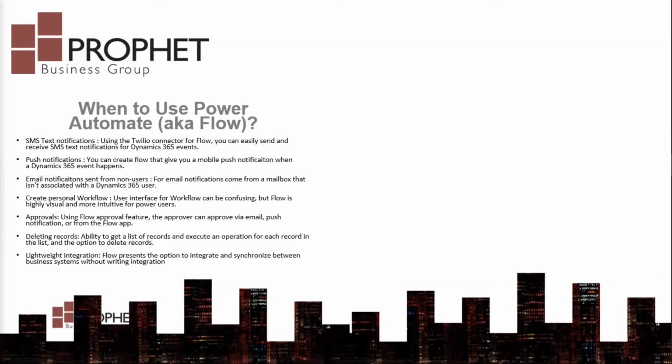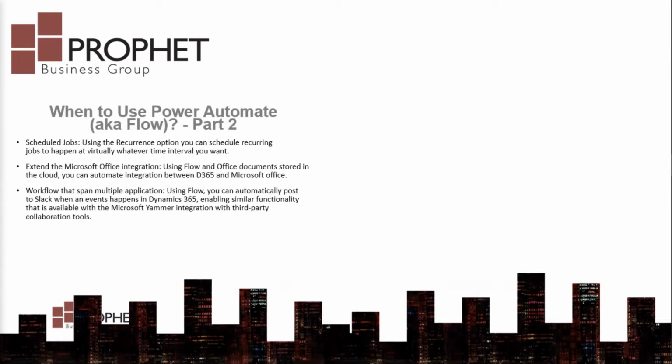If you have a lightweight integration, Flow presents the option to integrate and synchronize between business systems without writing an integration. If you need to schedule jobs, using the recurrence option, you can schedule recurring jobs to happen at virtually whatever time interval you want. If you need to extend the Microsoft Office integrations, using Flow and Office documents stored in the cloud, you can automate integrations between D365 and Microsoft Office.